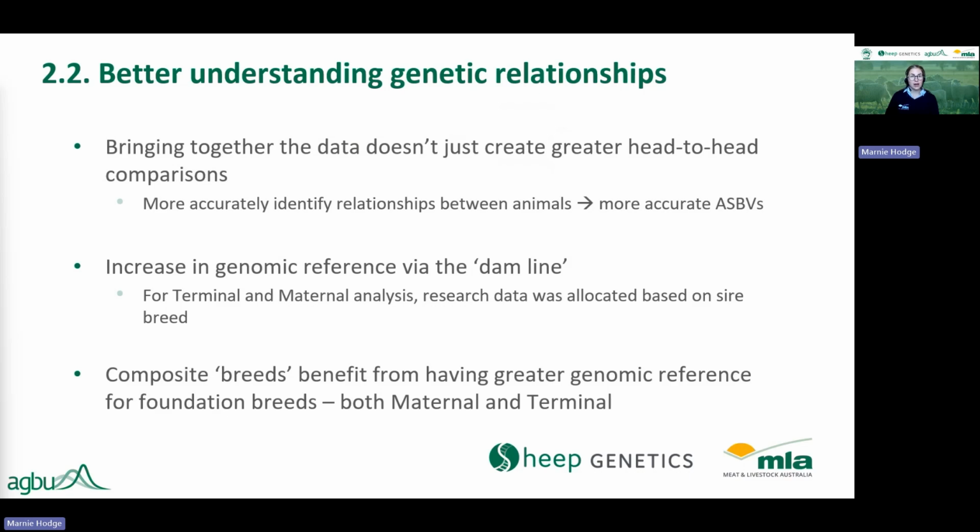Another key thing that's come about from combined LAMBPLAN is the increased genomic reference via the dam side. In the current terminal and maternal analyses, research data or resource flock data has been allocated to the relevant analysis based on the sire breed. As we're combining the two analyses together for combined LAMBPLAN, we can use all of that dam side information, therefore increasing our genomic reference for the dam side for resource flock data, which is a really key enhancement that we've been able to make through combining the two data sets together.